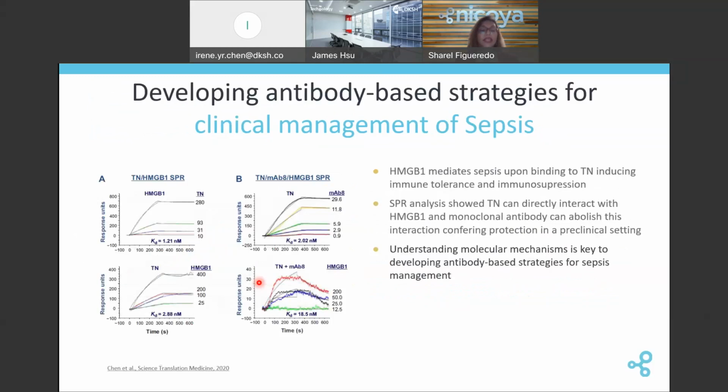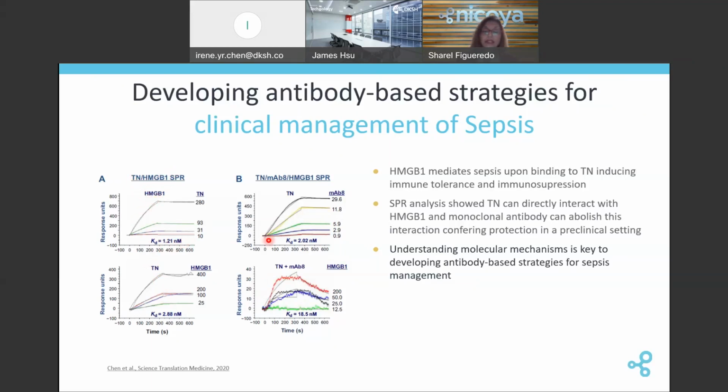On this slide, we're looking at work done by Chen et al., where he's looking at antibody-based strategies to manage sepsis. Now, the protein interaction between high mobility group box 1, that's HMGB1, mediates sepsis upon binding to tetranectin, inducing immune tolerance and immunosuppression. So they looked at the binding with SPR between the two proteins, whether they immobilized the HMGB1 or the tetranectin. They had similar binding affinities in the nanomolar range, indicating high affinity.